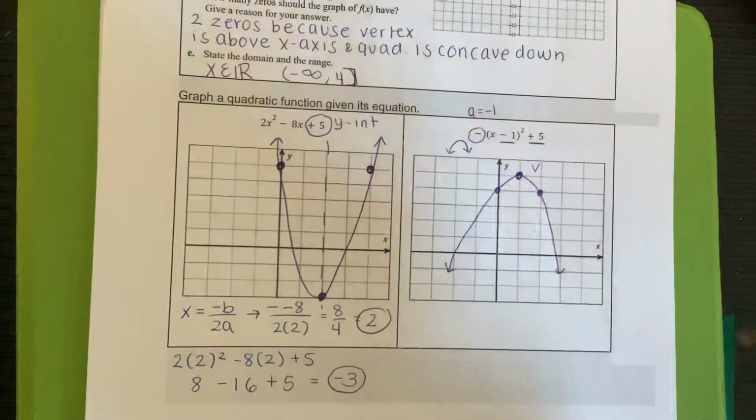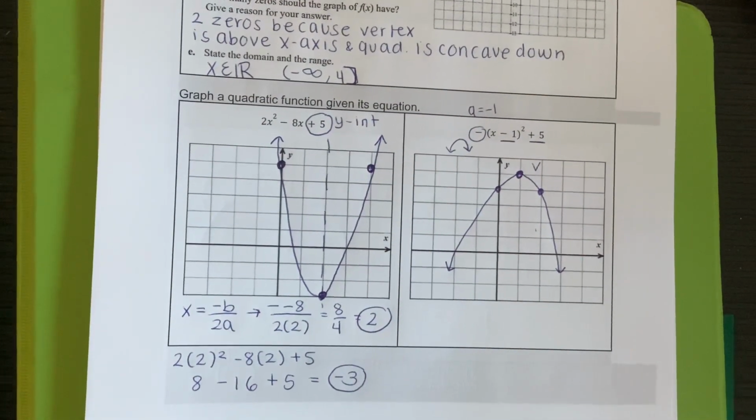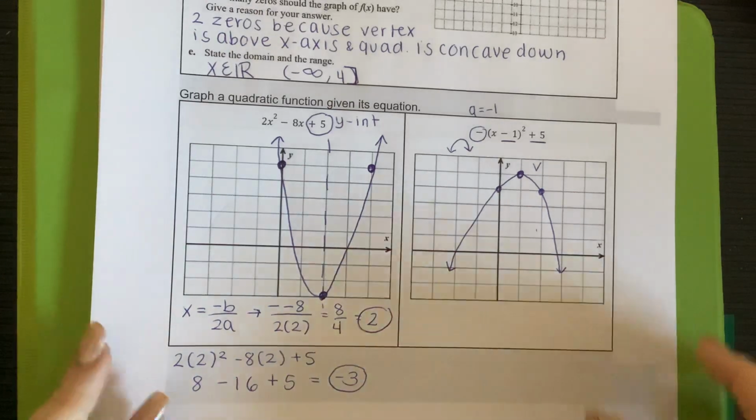You could also solve this quadratic and figure out what your zeros are, and then you could plot those and connect that way. There's really a lot of choices. All right, I'm gonna keep going in the back.